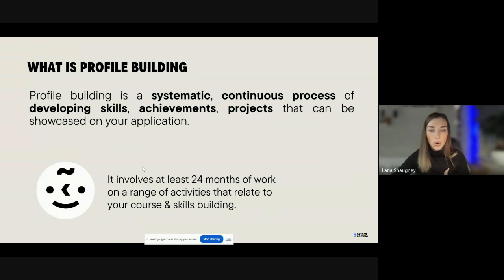It's a systematic process. It doesn't happen over one day. It happens over time. We roughly say that it needs to take around a couple of years, because you will select different activities, then you will develop some skills, and you will get some achievements. You'll deliver some projects that can be showcased on your application. So it's not a one-day thing. And if you're looking at applying for next year, which is already in the application cycle, it's late. We are looking at 2 to 3 years before you actually enroll in the university.